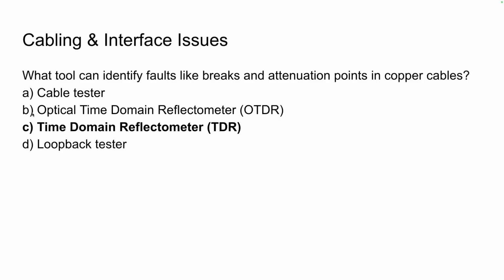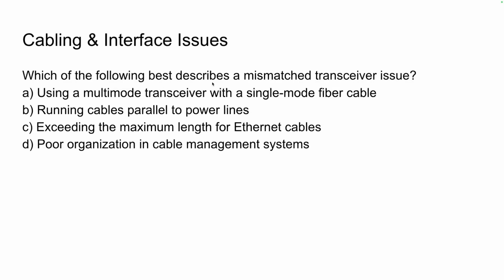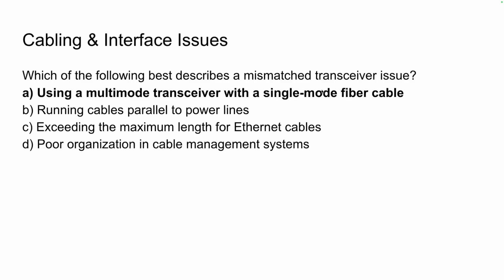Okay, great. Which of the following best describes a mismatched transceiver issue? Using a multi-mode transceiver with a single mode fiber cable. Yeah, that's a mismatch for sure. Running cables parallel to power lines. No. Exceeding the maximum length for Ethernet cables, that's attenuation. Poor organization in cable management systems. I mean, it's not a mismatched transceiver issue. So this is the only one. A is the only one that actually addresses this.